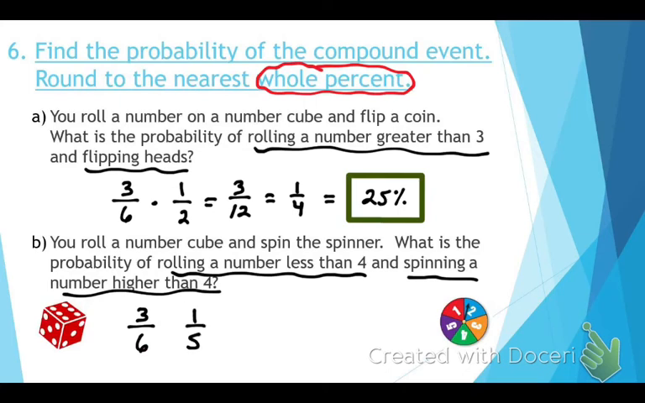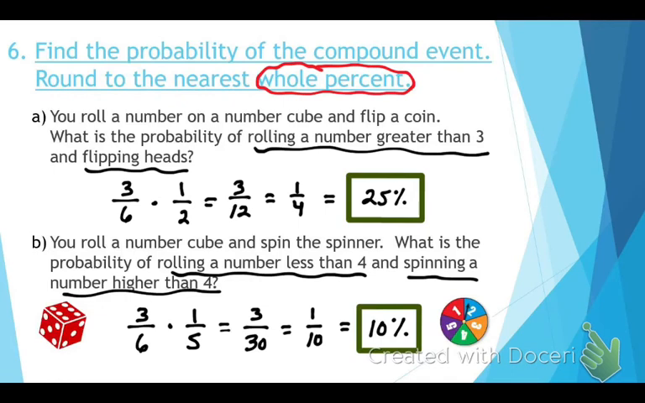Kaylin, what should I do with those two? Multiply them together, and what do you get? 3 over 30, which if you simplify it, it would be 1/10, and you get 10%. But if you just put it in the calculator, you'll get 0.1, and then you move the decimal over, and then it's 10%.